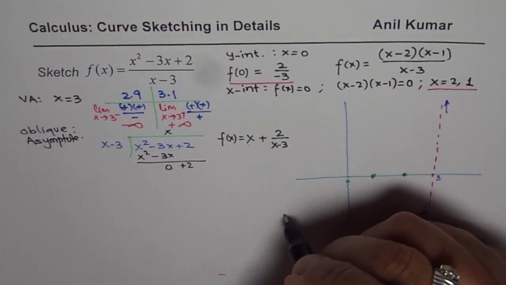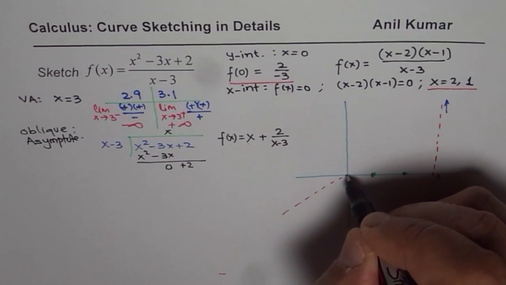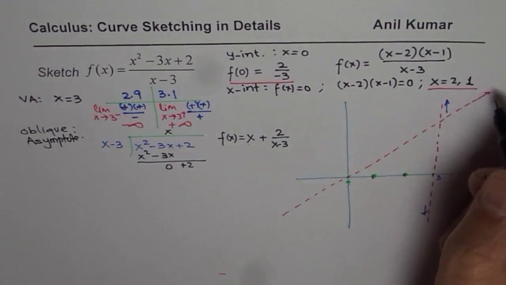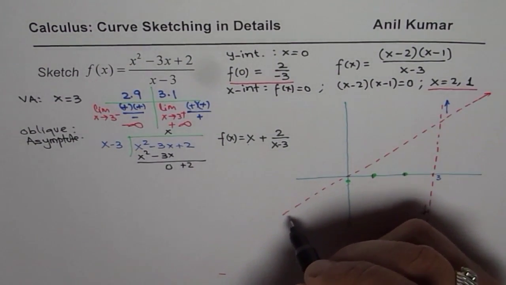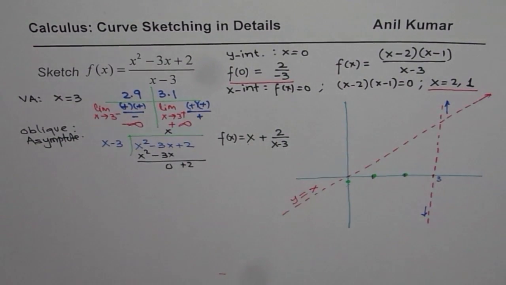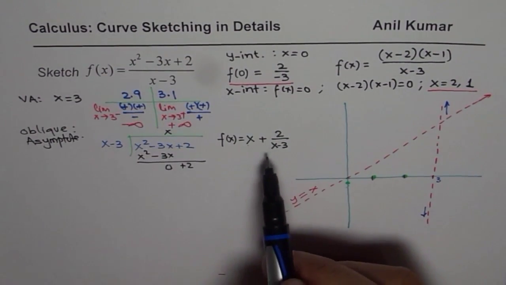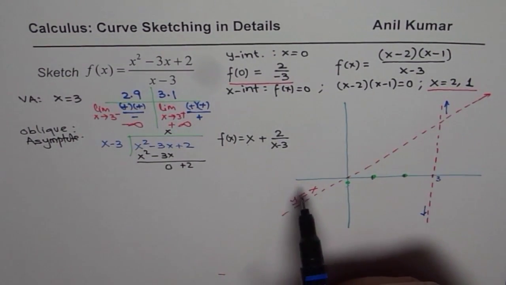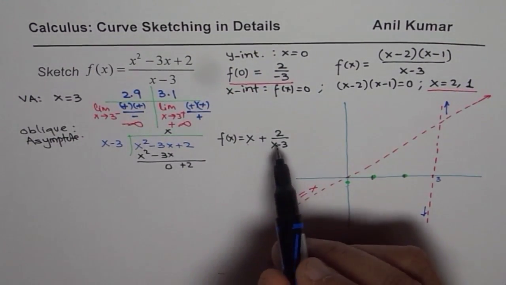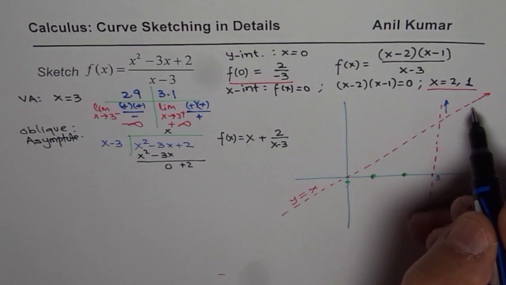So let me sketch a line here which is y equals x. So imagine this is a straight line and the equation of this line is y equals x. Okay, now that's the oblique asymptote. Now we need to consider how the graph of the function approaches the oblique asymptote. That is to say, when x approaches infinity, is the curve above or below the oblique asymptote, right?